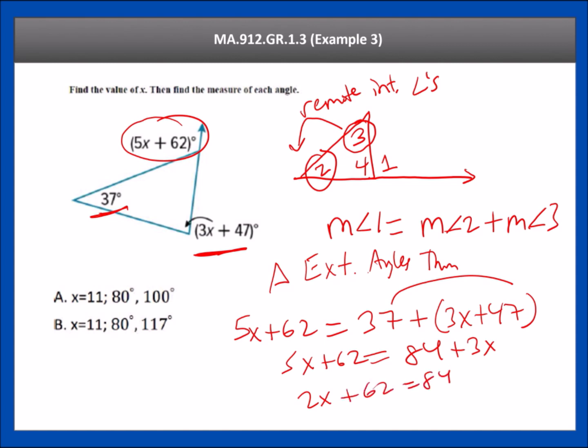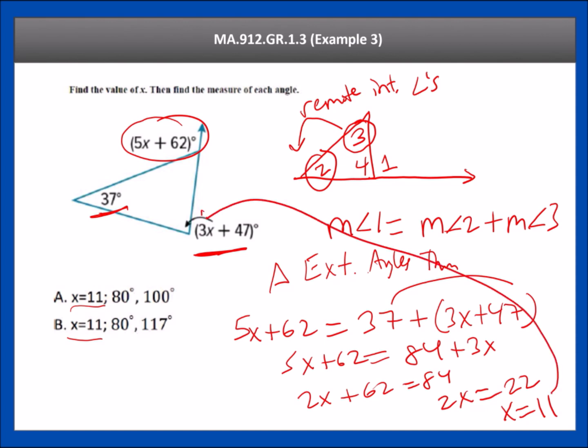Next, I'm going to subtract 62 on both sides. If I do that, I get 2x is equal to 84 minus 62, which is 22. Divide by 2 on both sides to get x equals 11. And so now we know x is 11, which they tell you here anyway, but it's good to practice. If we plug in 11, we're looking for the measure of each angle. So we're going to plug in 11 into these expressions.